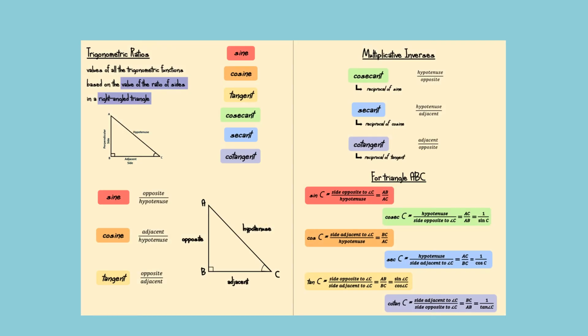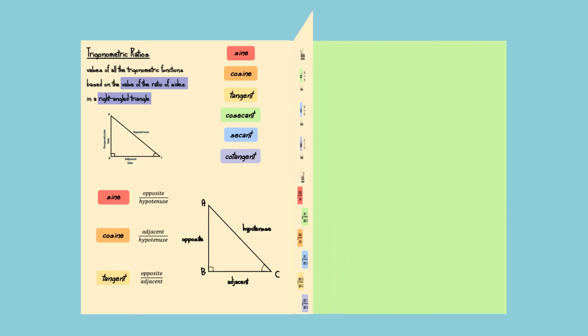Now that we have already discussed the definition of the 6 trigonometric ratios, we need to know how to evaluate the trig ratios of different angles without depending on our calculators. Let's begin with the special angles 30 degrees, 45 degrees, 60 degrees, and 90 degrees.